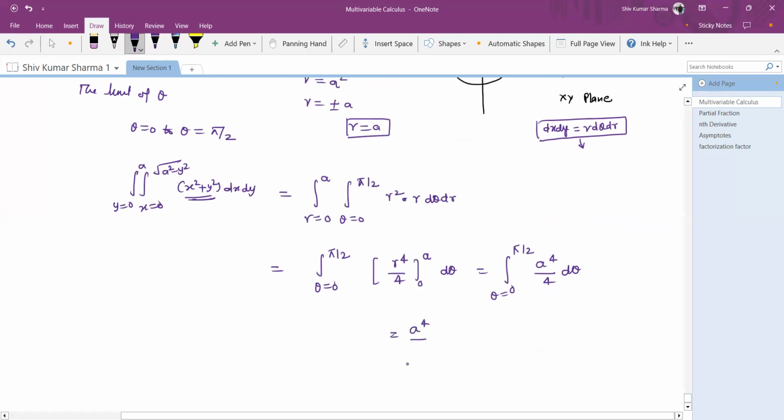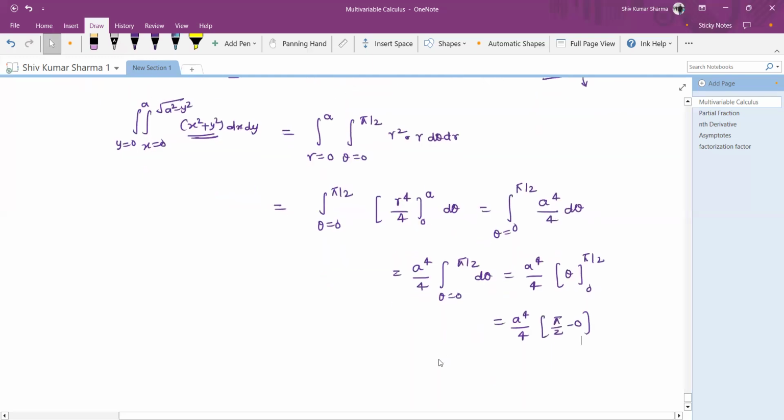So we write a to the 4 upon 4 times the integral of dθ from θ equal to 0 to π by 2. What is the integral of dθ? It is θ, so we write π by 2. This can be written as a to the 4 upon 4 into π by 2 minus 0. So what is the answer? The answer is π a to the 4 upon 8. So this is our answer.